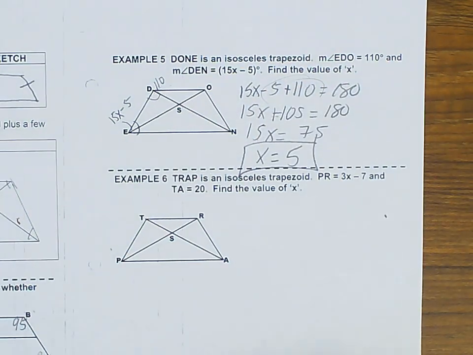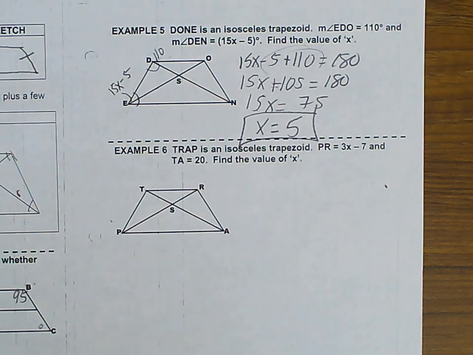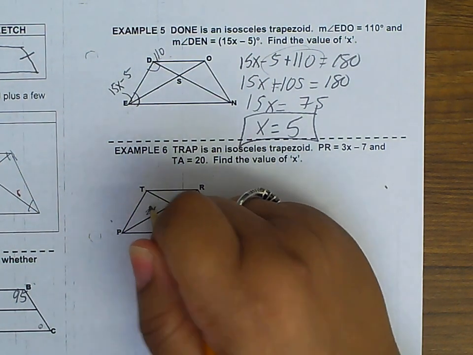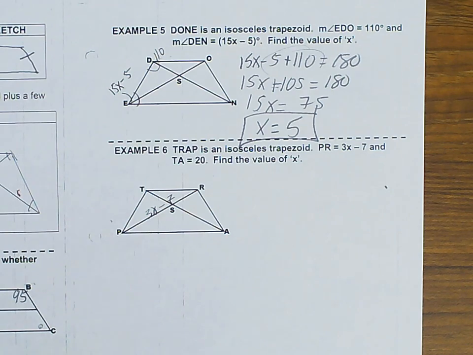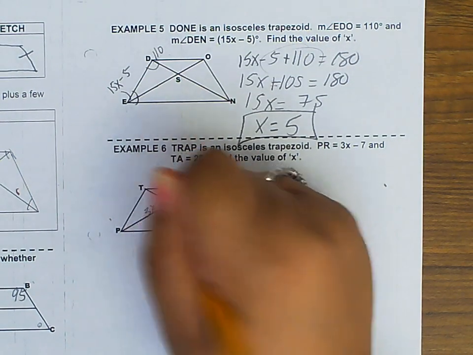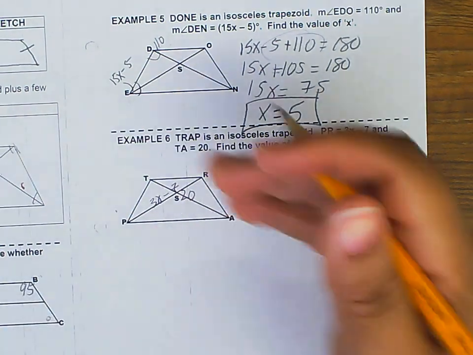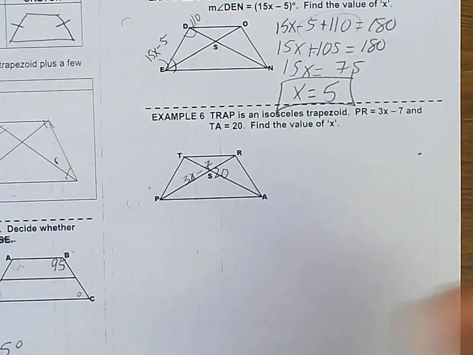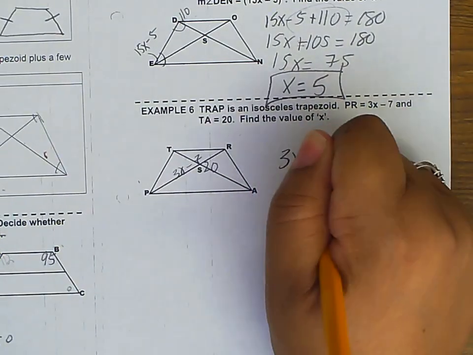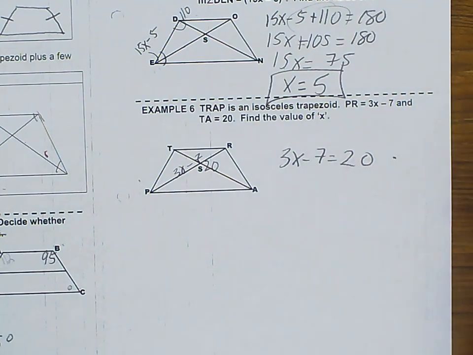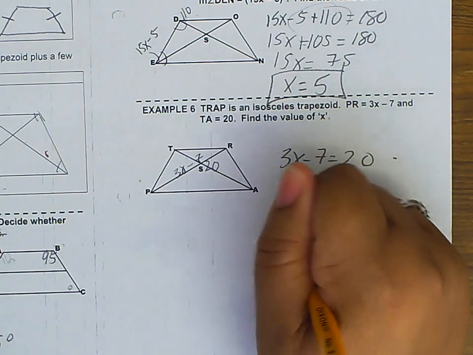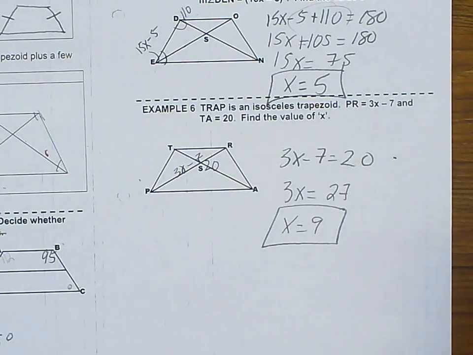All right, the last problem. Okay, so we have TRAP as an isosceles trapezoid. We know PR, this full length here, is 3x minus 7. And TA, this full length here, is 20. Find the value of x. Well, we already know the diagonals are congruent because it was one of our properties. So I can just make them equal. All right, then you're just going to add 7 to both sides. Divide the 3 out. And it turned out to be 9.